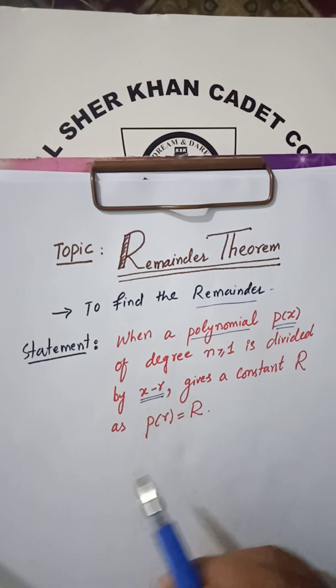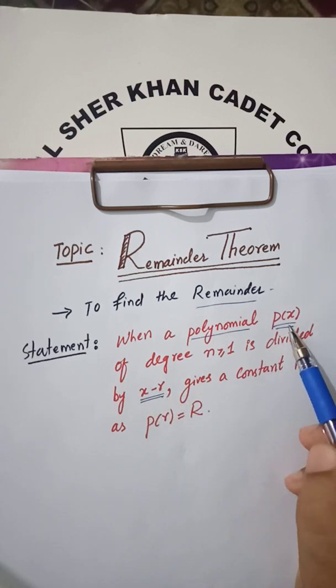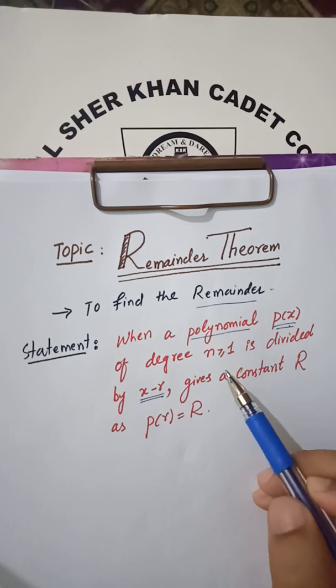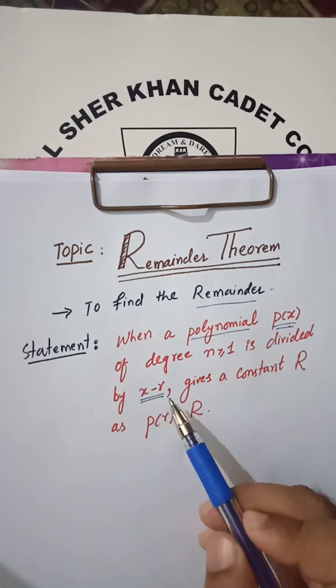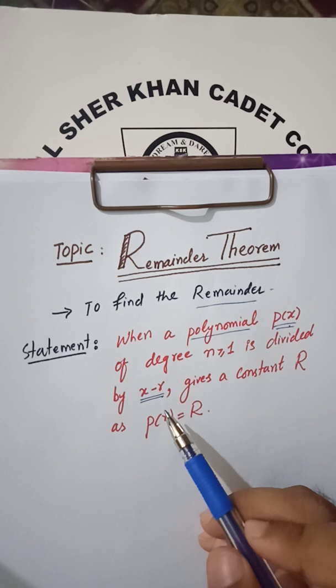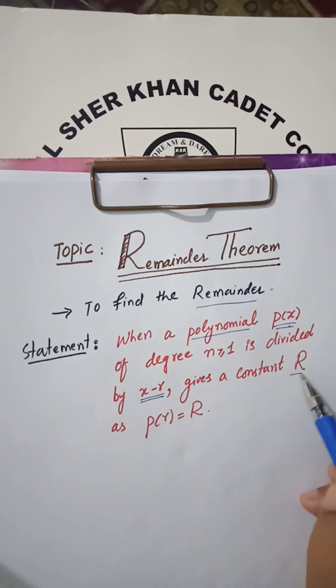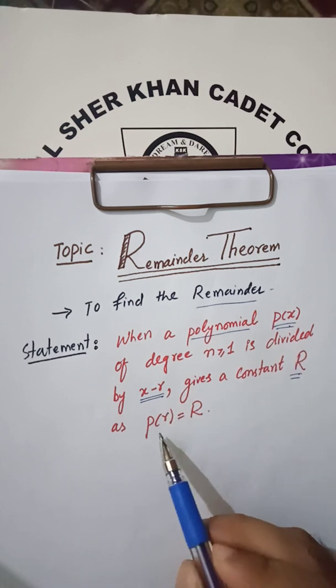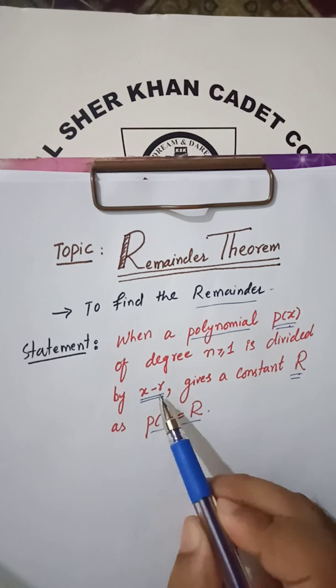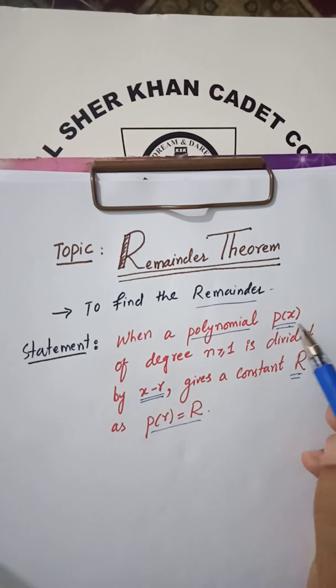So when a polynomial of degree greater than or equal to 1 is divided by x minus r, that division gives you a remainder, and that remainder will be calculated by this expression. You just need to replace x with r here, and you need to calculate, you will get the remainder. So this is the easy method.